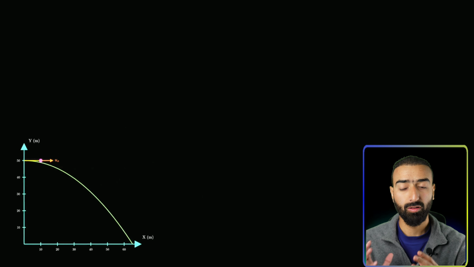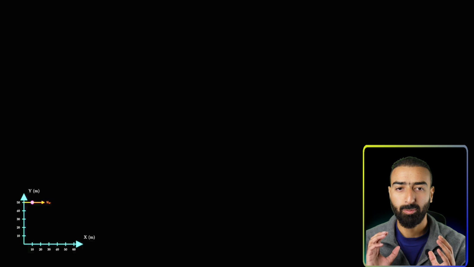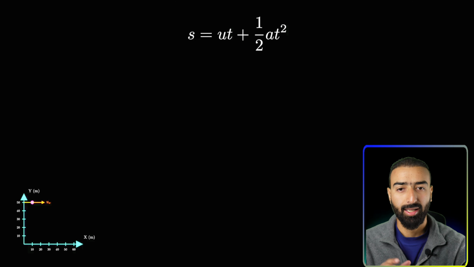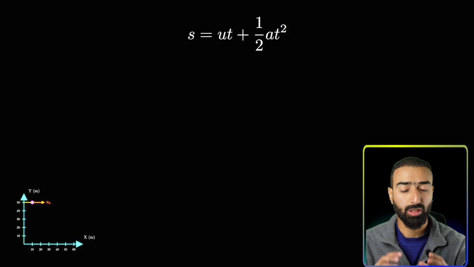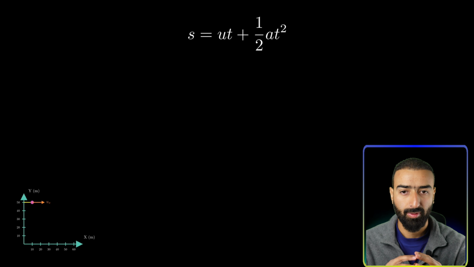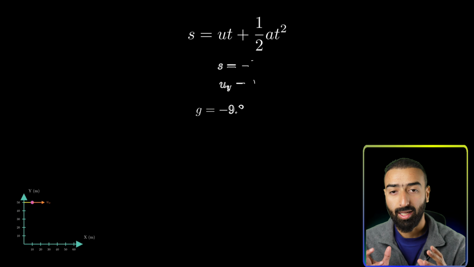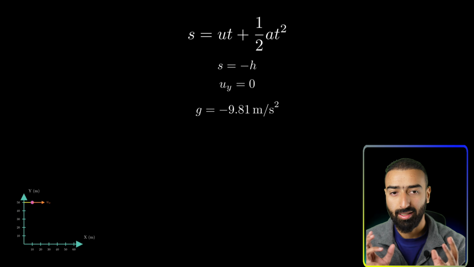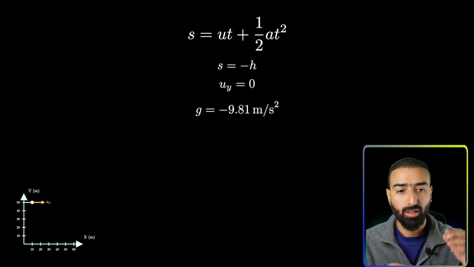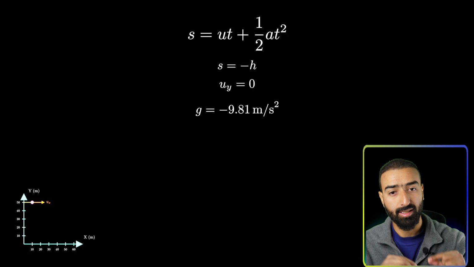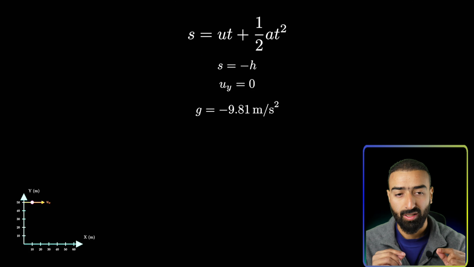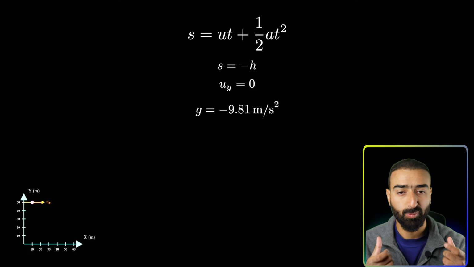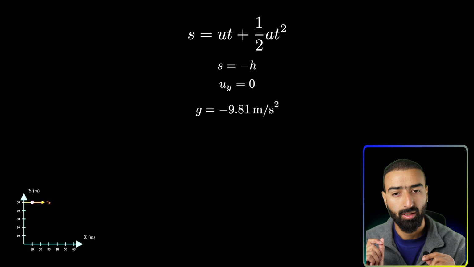We can solve this problem by applying a basic kinematic equation, S equals ut plus 1/2 at square. We must note that S equals minus h. Why is that? Because the object falls a distance of h. Since it points downwards, the displacement has to be negative.